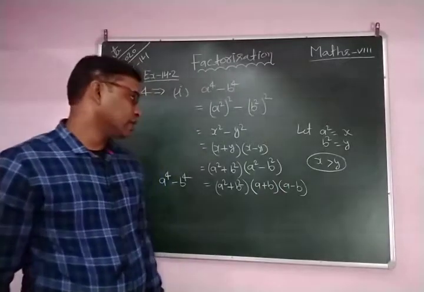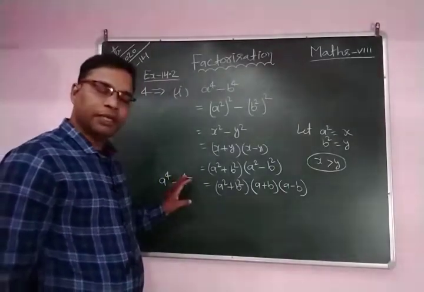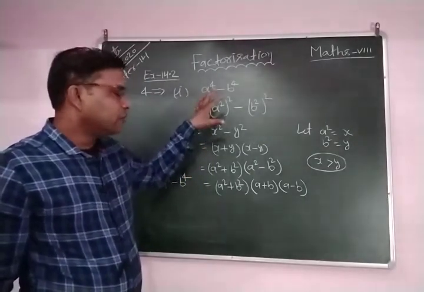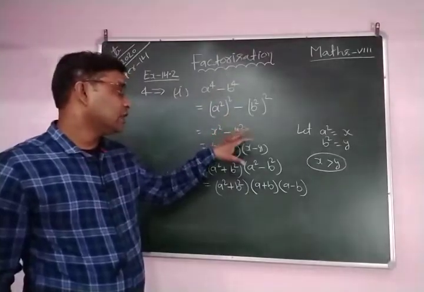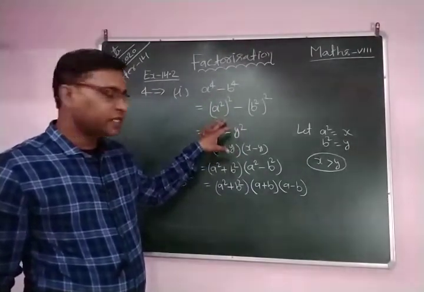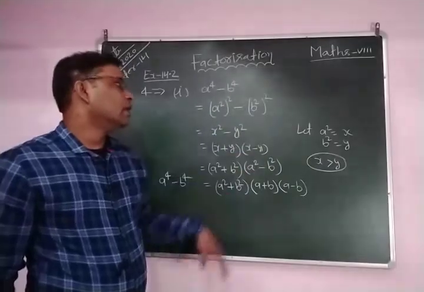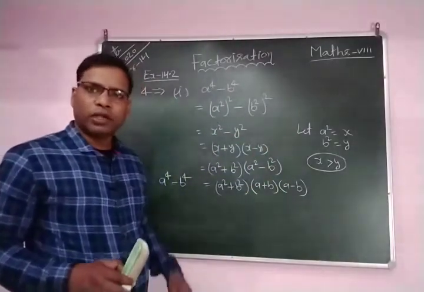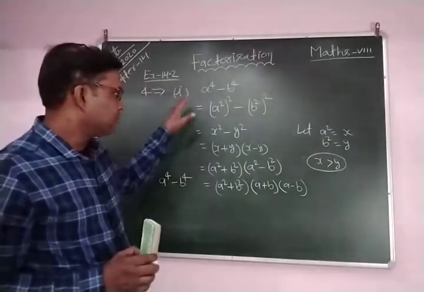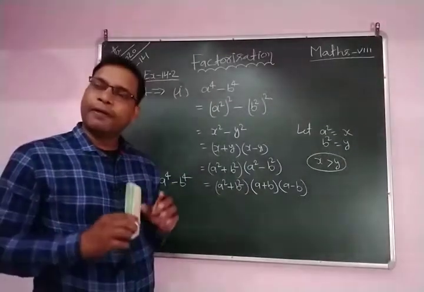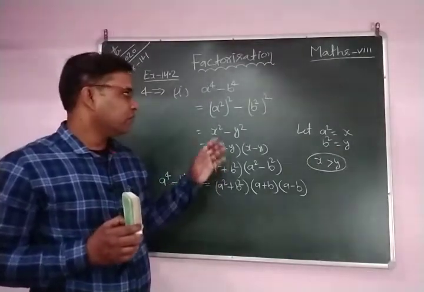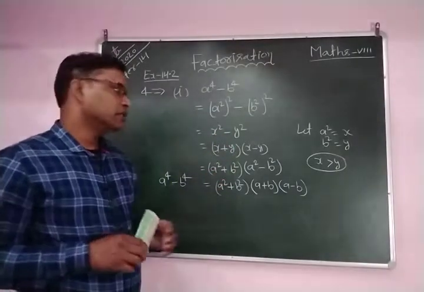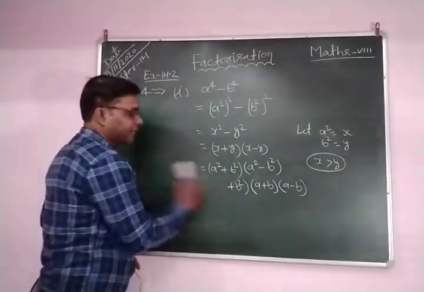This is a factor of a power 4 minus b power 4. So here we find the factors of a power 4 minus b power 4 using a substitution method, where we let a square equal x and b square equal y. Also, you can find the factors of a power 4 minus b power 4 by the direct method, without letting any other variables. Okay, so let's see how we find it directly.